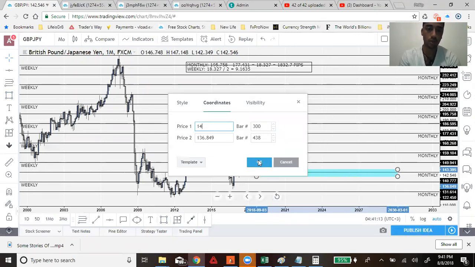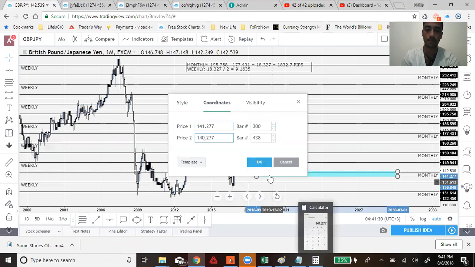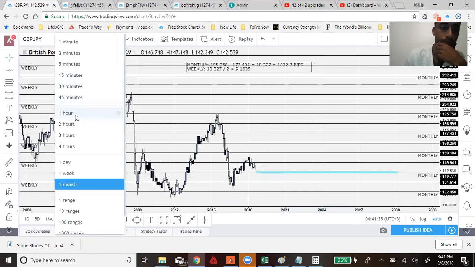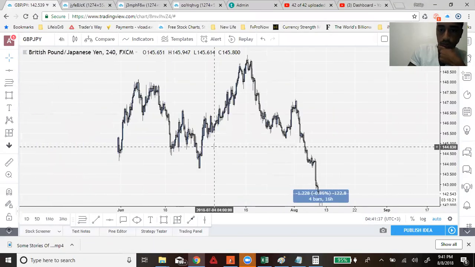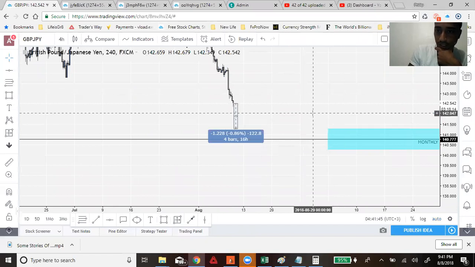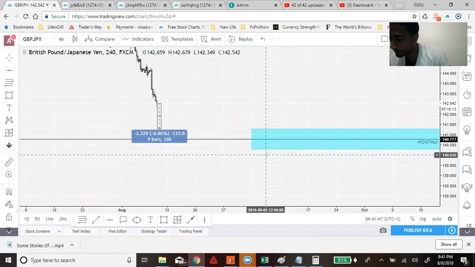Then we'll subtract 50 pips from that area. So 140.777, but minus now 50 pips from that, right? And you'll see it here. So now when I go to the lower time frame, like the H4, you'll see, hey, listen, price is about to get to this monthly. Do you see it now?